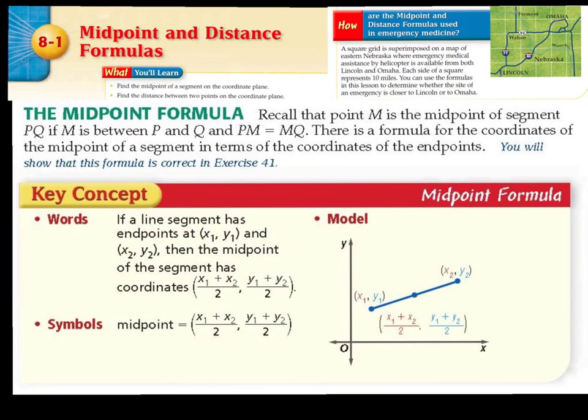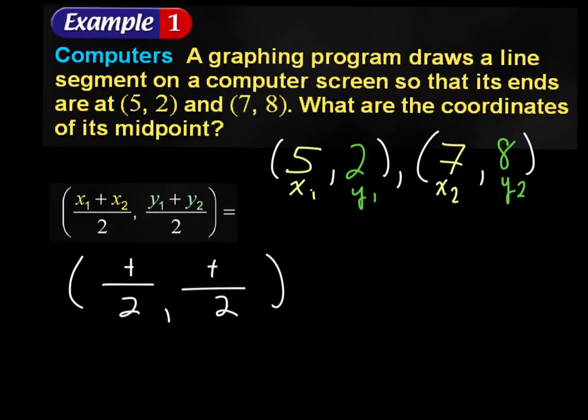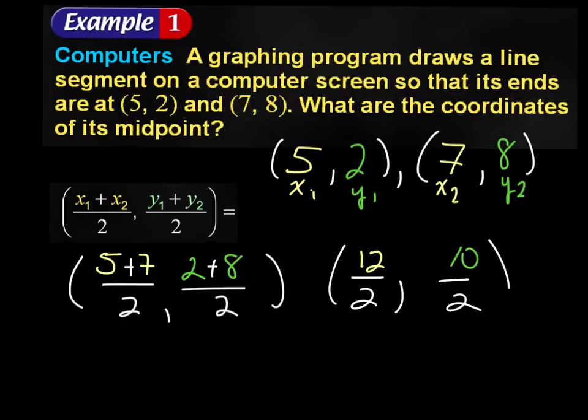In geometry, we actually graphed the points and folded a piece of paper in half and found the midpoint physically. The graphing program draws a line segment on a computer screen so that its endpoints are at (5, 2) and (7, 8). What are the coordinates of its midpoint? Okay, so we're going to average the x coordinates, the 5 and the 7, and average the y's, 2 and 8. 7 plus 5 is 12, divided by 2, and 2 plus 8 is 10, divided by 2, we get (6, 5).